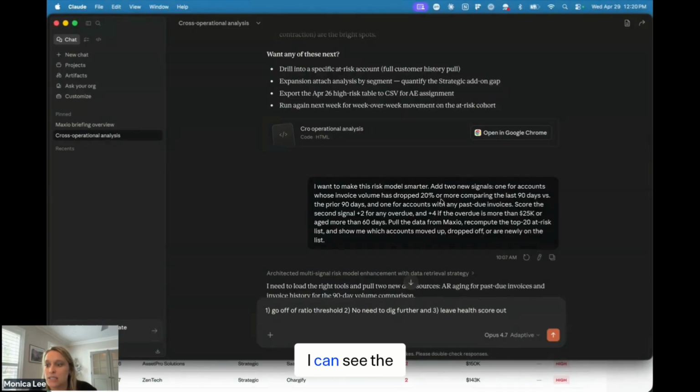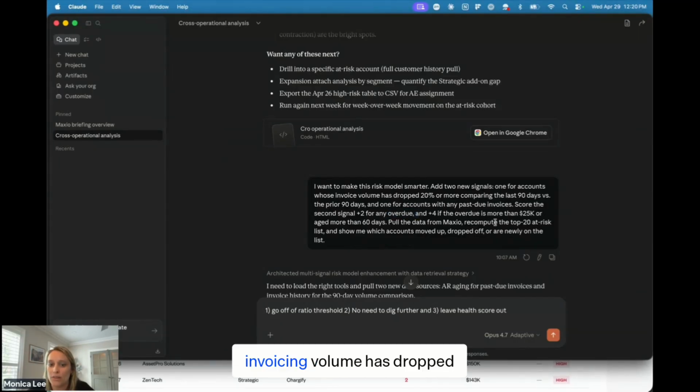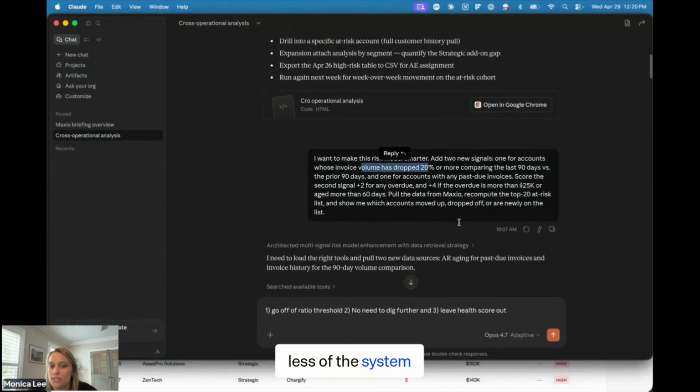So for us, I can see the health score, I can see cancellation requests. But what's unique is I could also see overdue invoices. So why aren't I looking at that in the data? That could give me some trends. And if their invoicing volume has dropped, that means they're using less of the system.